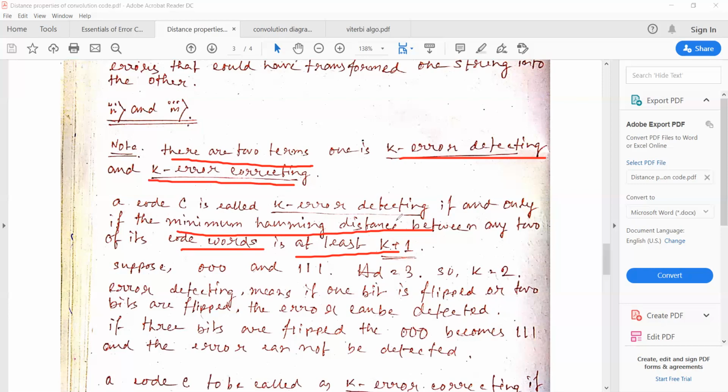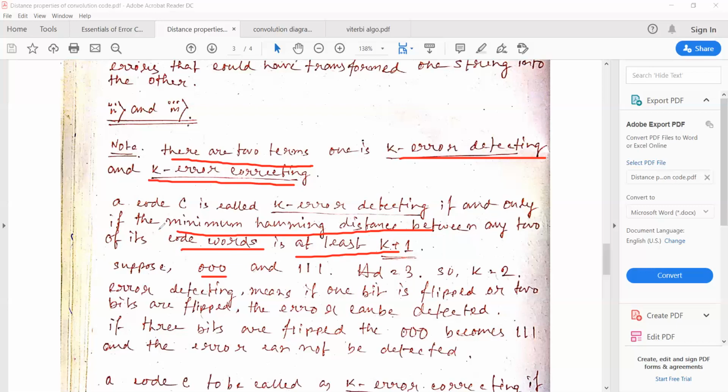minimum Hamming distance? That is the relation: a code C is called k error detecting if and only if the minimum Hamming distance between any two of its code words is at least k plus 1. That is, the number of detected errors plus 1 will be the minimum Hamming distance. Suppose 0, 0, 0 and 1, 1, 1. There are two examples, and the Hamming distance between these two is 3.